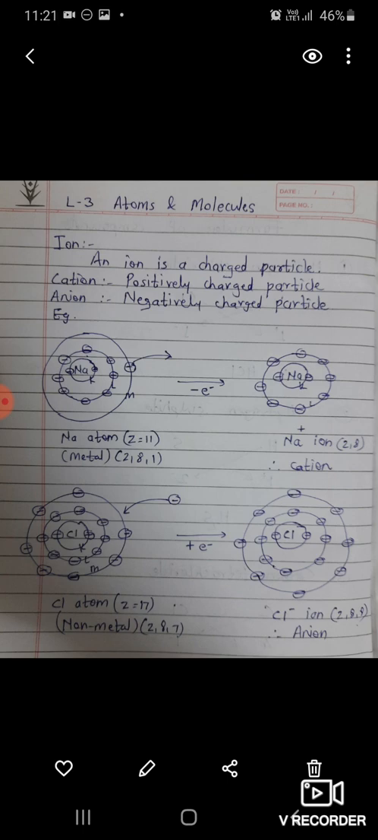So cation means positive ion and anion is negative ion. Cation is formed from metals. Therefore we say metals are electropositive, and anions are formed from non-metals, and therefore non-metals are electronegative.